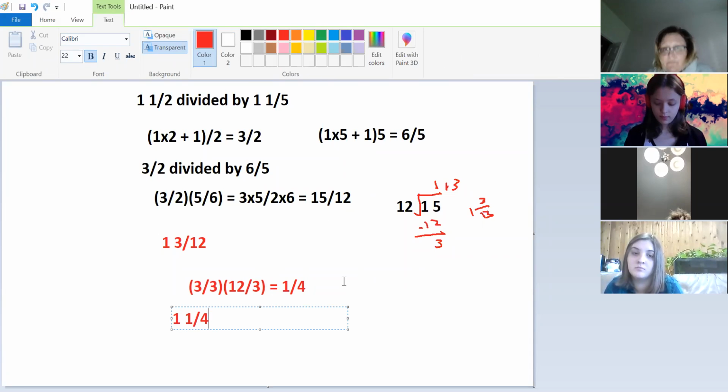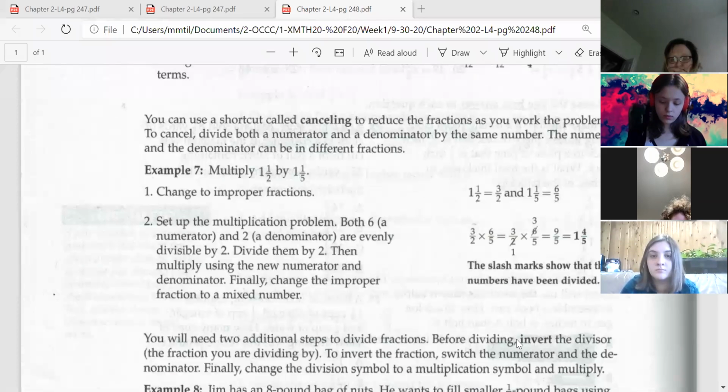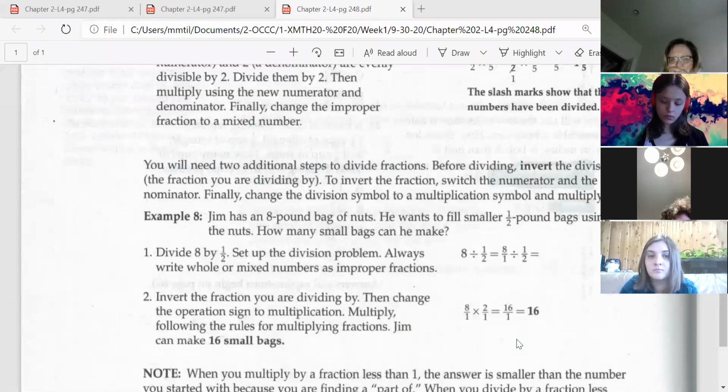We flipped and we multiply. You've got to convert into improper fractions, then flip, then multiply, then go ahead and convert it back into a mixed number, and then have it in the reduced form. In this case, it's 1/4 as opposed to 3/12. Okay, does that make sense? Okay, that's what we're doing here. Okay, I'm going to stop sharing that. That's the basis of dividing fractions, and that's really what we did.